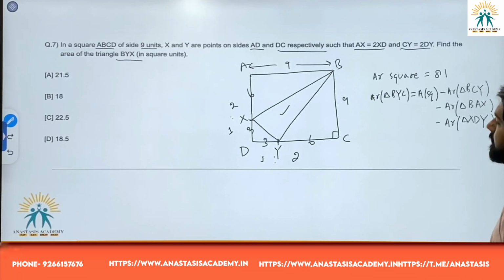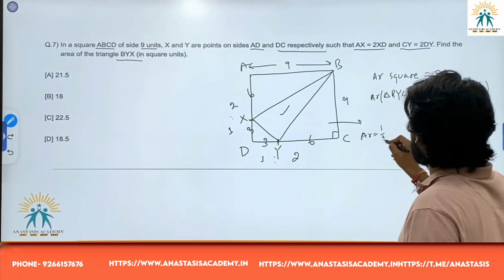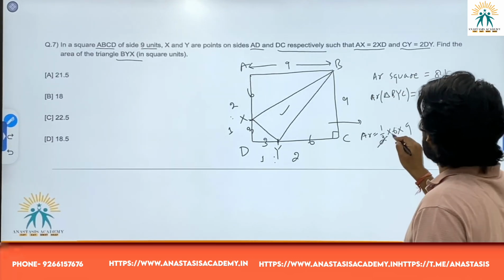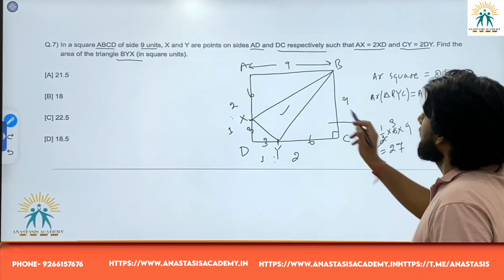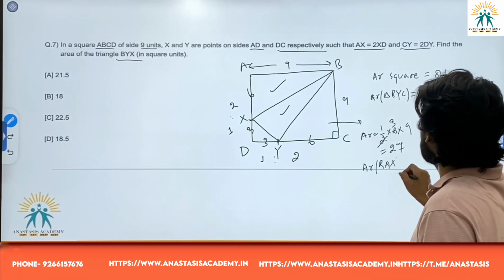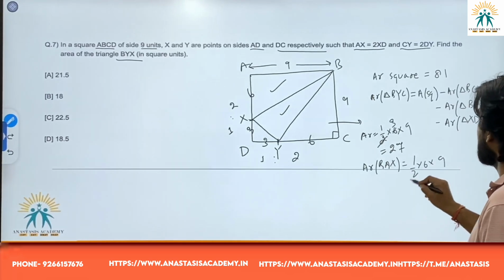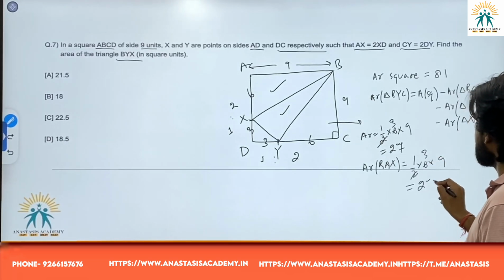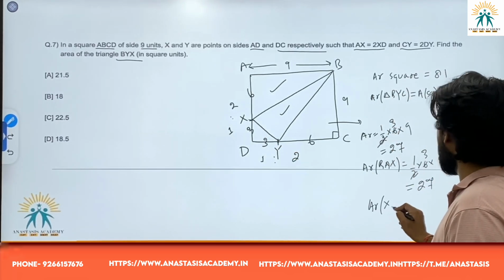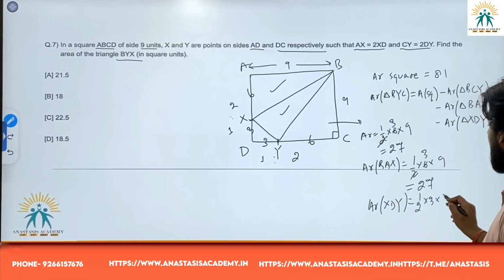Now, area of triangle BCY, this area is half base into height, base is 6 and height is 9 units. So it will be 27 units. Area of this triangle BAX, base into height, base is 6 and height is 9 again. Half of 6 into 9 is 27 again. And area of this smaller triangle XDY will be how much? Half base into height, base is 3, height is 3, it is 4.5 units.